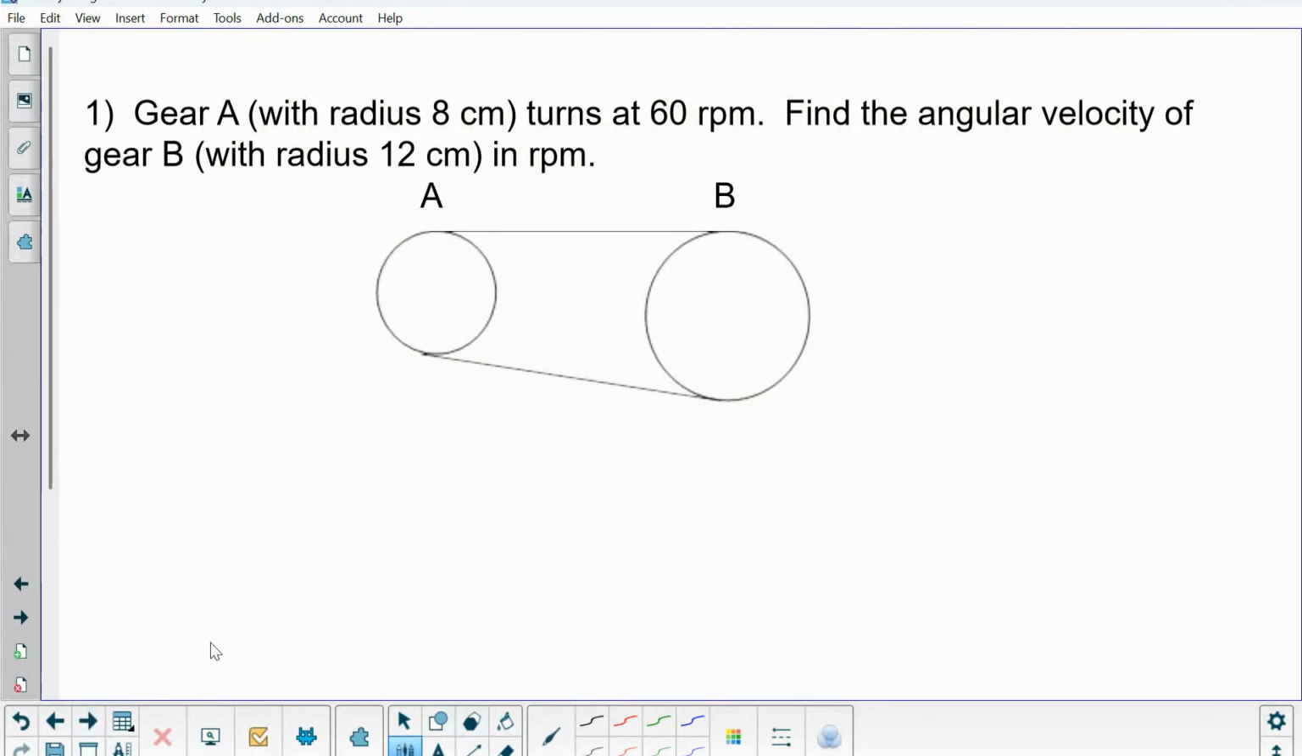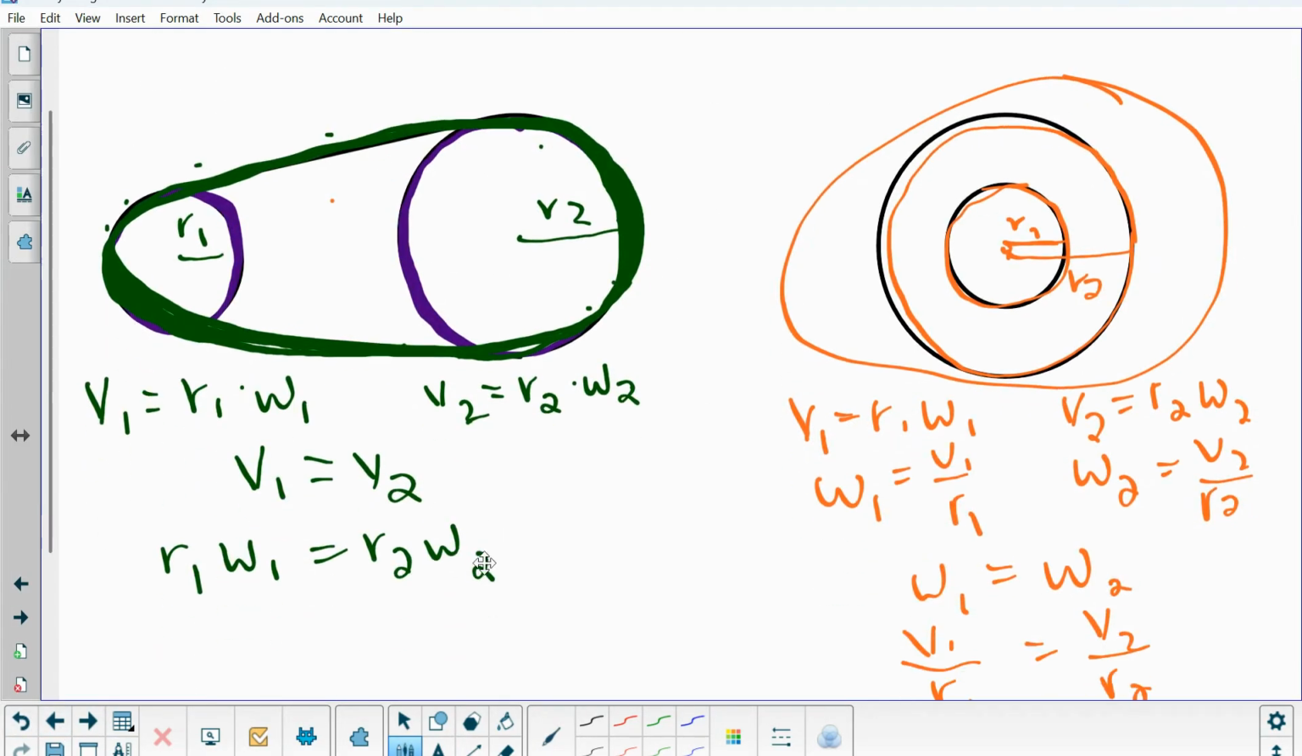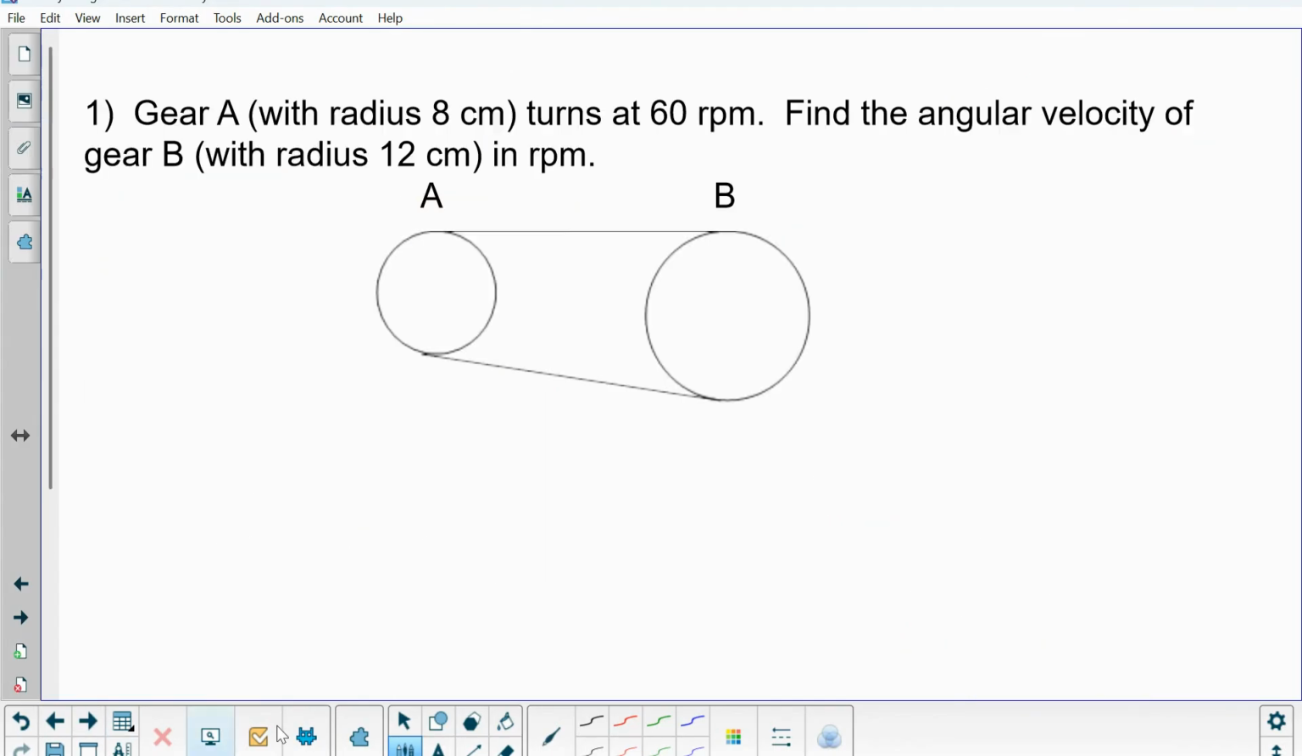All right, so let's try the first problem. That's like gears, kind of like a bicycle. So remember, this one is where you have to set your linears equal to each other. Sorry, I wrote that wrong. You're setting your linears equal to each other here, like this. So I'm going to have R1 omega 1 equal to R2 times omega 2.